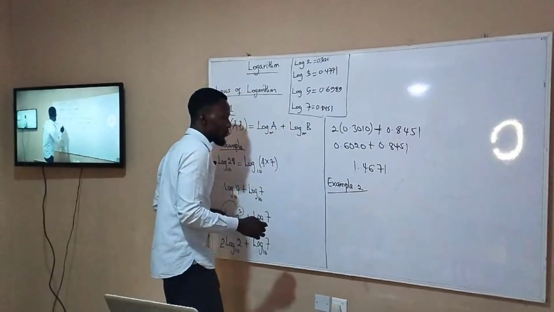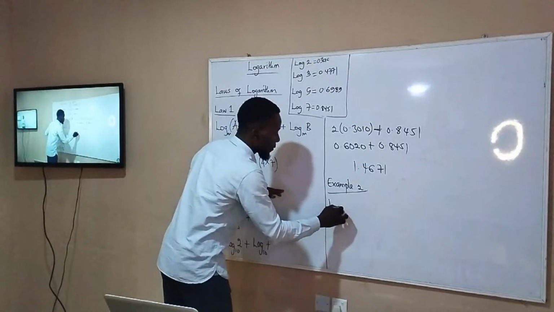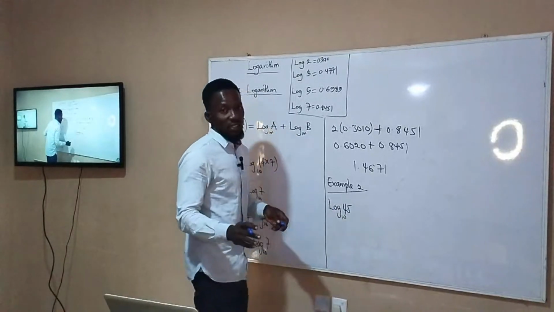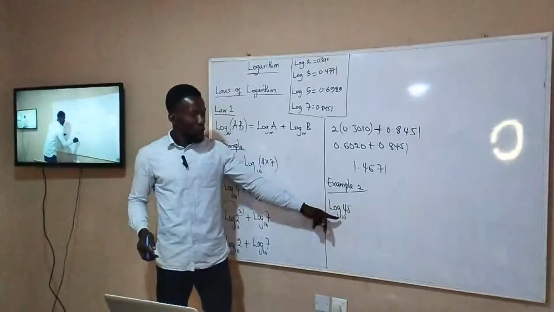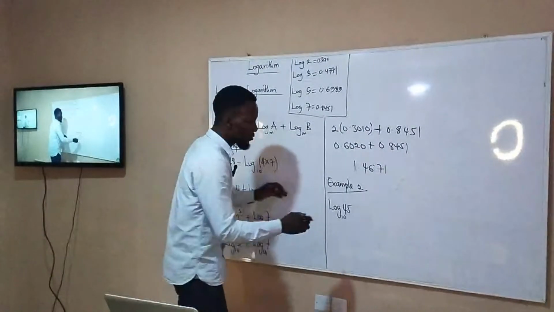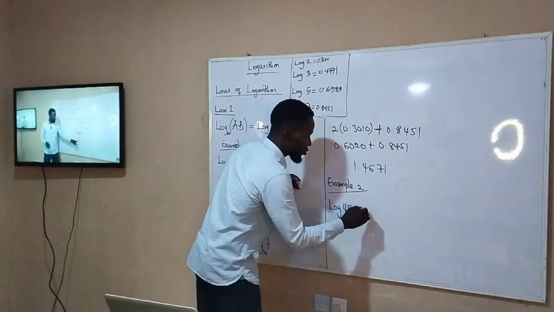So let us say we have log 45. So we have to evaluate log 45 base 10. Another thing is this: whenever you have a logarithm without a base, it is automatically base 10. So don't mix it up. So log 45, you know that log 45 is the same thing as what?